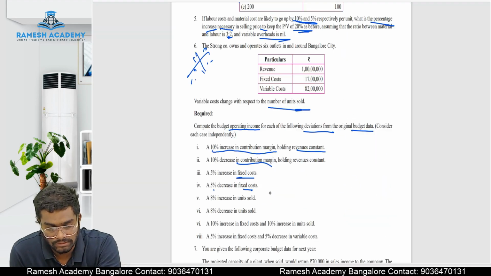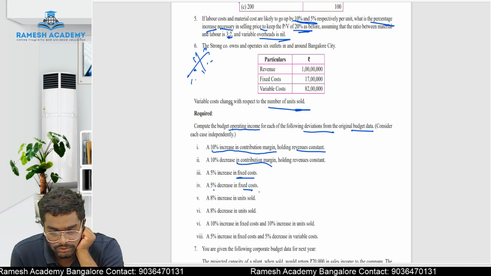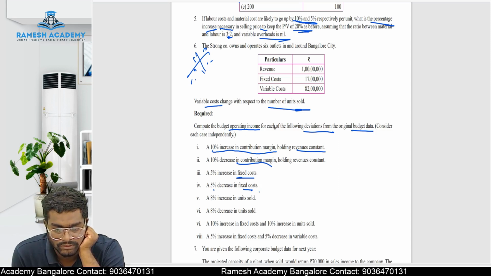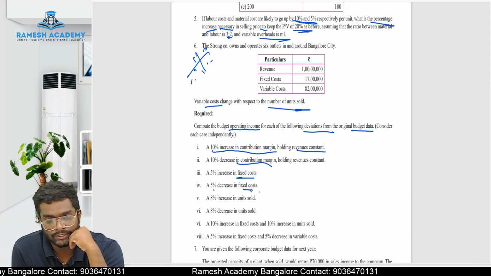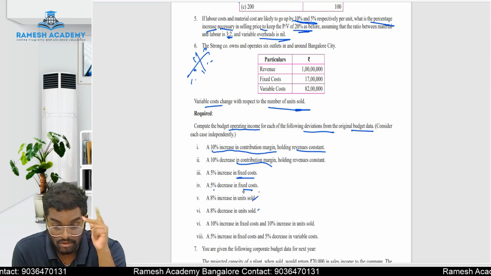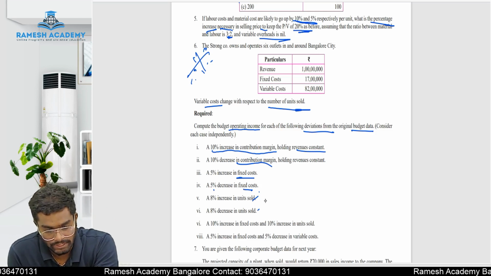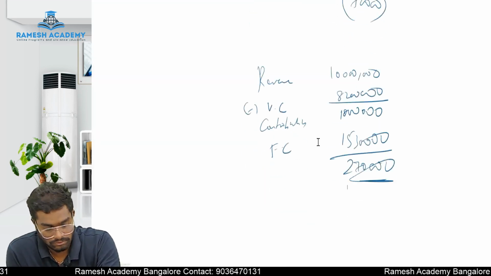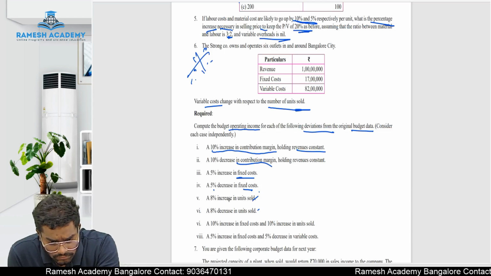Now we'll go to these two. See, this one you should be careful. Variable cost changes with the units of production. So if units sold is increased, then you should also increase the corresponding variable cost. So 8% is increased now. So this is my fifth scenario.